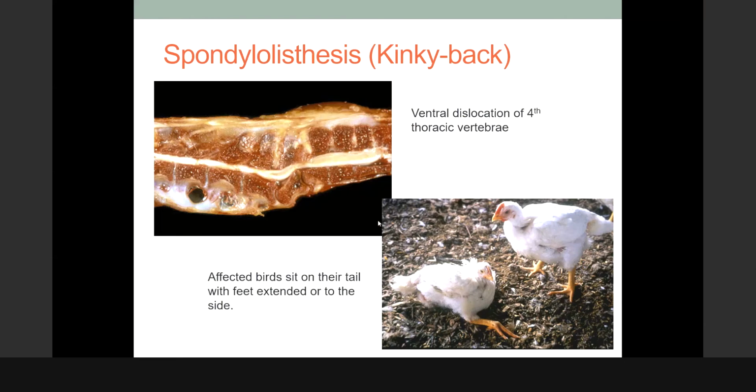So this is how they look. There's ventral dislocation of the fourth thoracic vertebra. You can see here there's a pinching of the vertebrae. The affected bird will sit on its tail with feet extended or to the side. What you usually see in the farm is that in kinky back chicken, both legs are extended to the front and they just sit like that. I don't have the picture; I should have put a picture here.